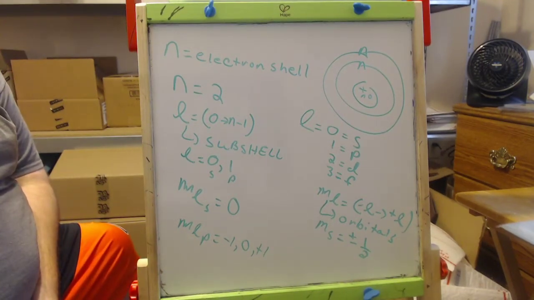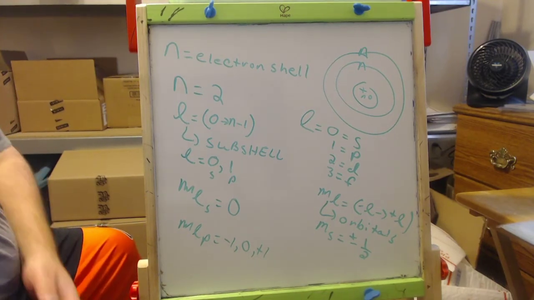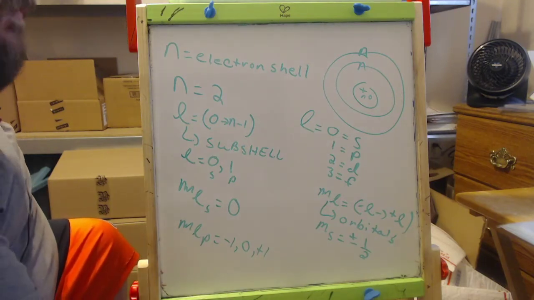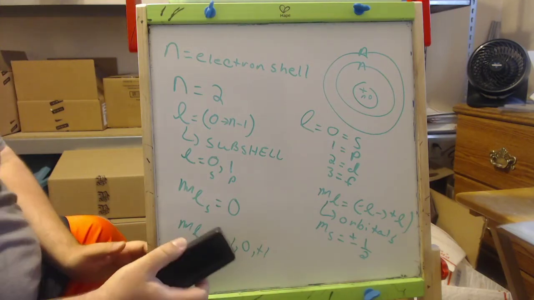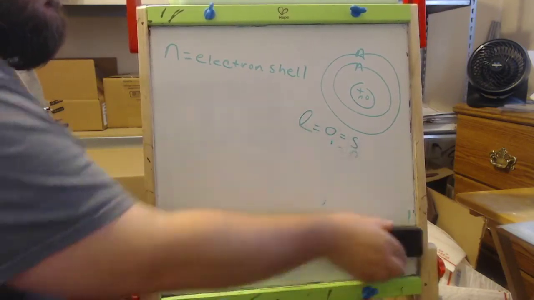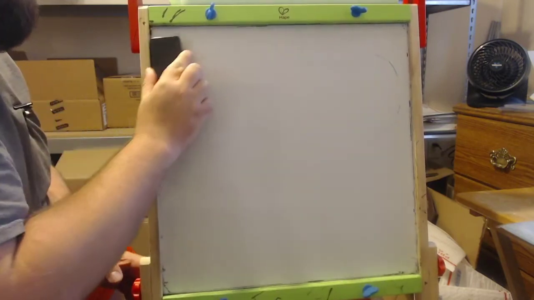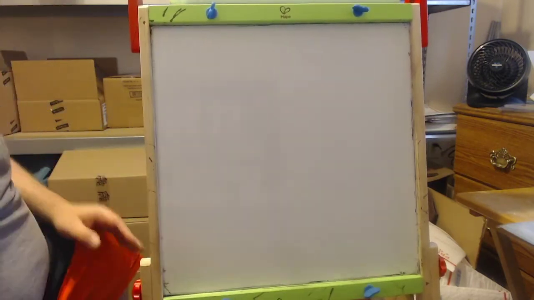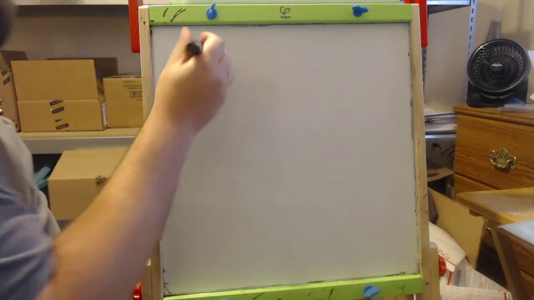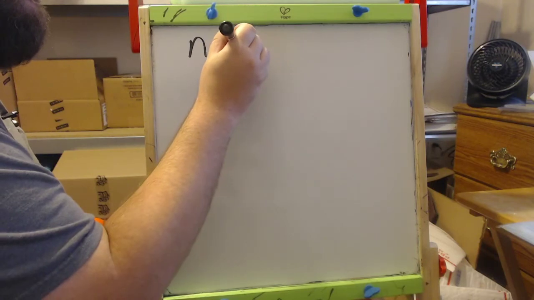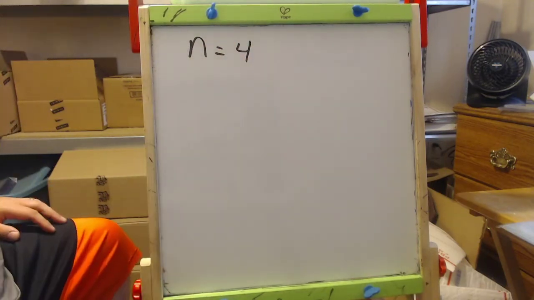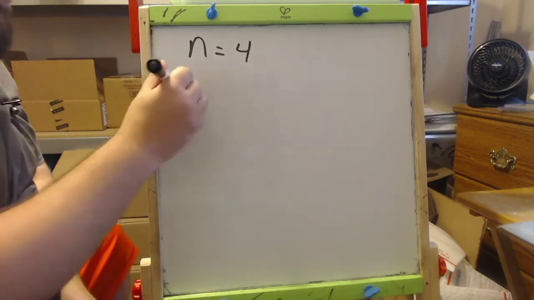Okay. So they all build on one another, knowing what level I'm on. So let's do another one here. And if we say n equals 4. Okay. All right, what are my L possibilities?